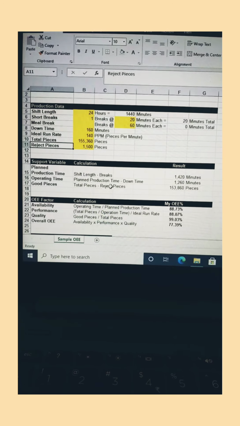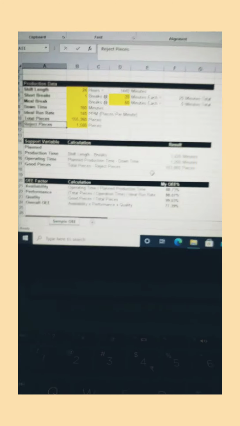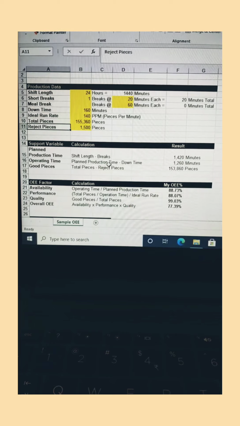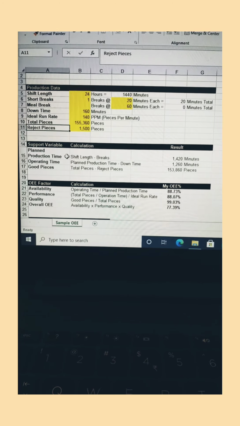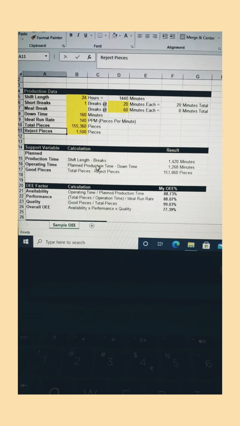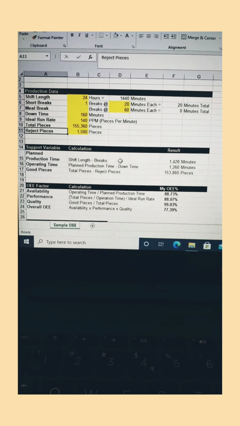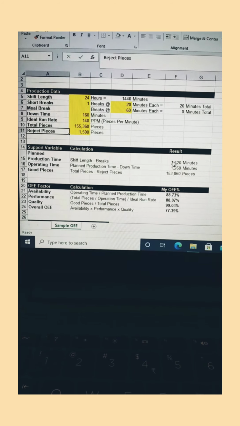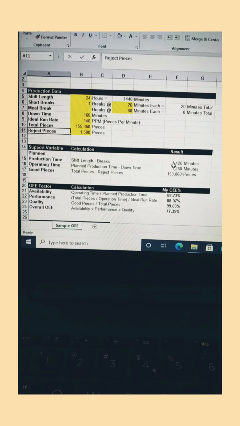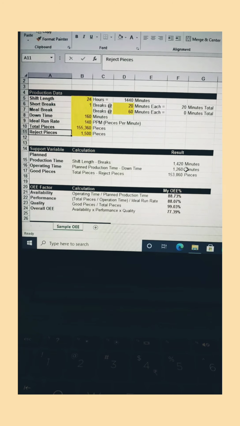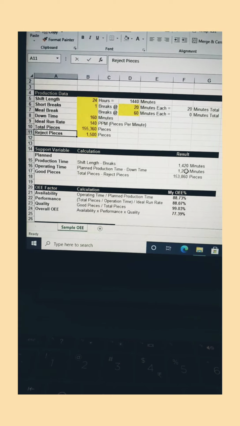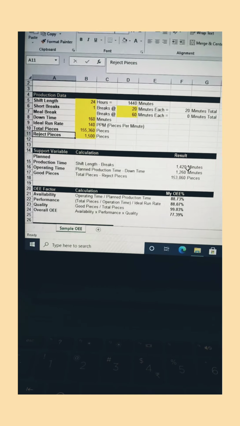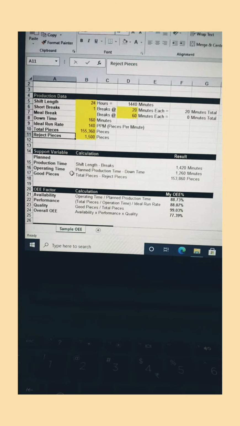Then I move on to the next column. This data is converted into terms of minutes. So total planned production time is shift length minus the breaks. I have one break only. From the total of 1450, minus 20 minutes, 1420 is my total planned production time.